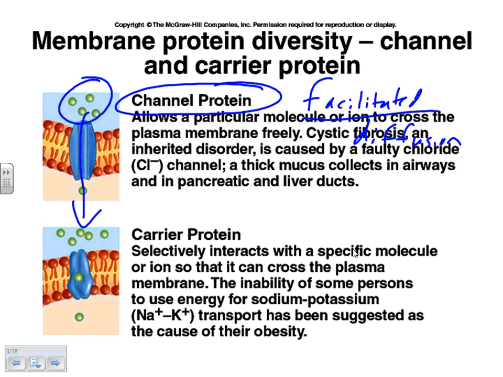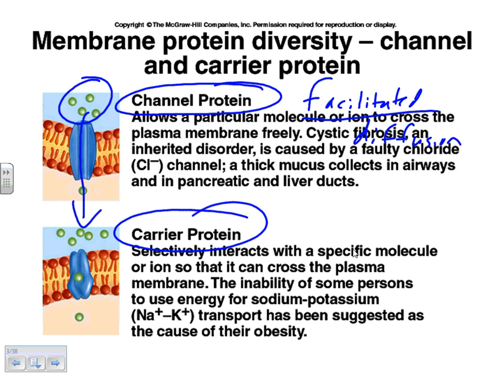That's what facilitate means. It's a type of passive transport. Things again move from high concentration to low concentration. The difference between this and normal diffusion, which we'll talk about in a second, is that this type of diffusion happens with the help of a channel protein.